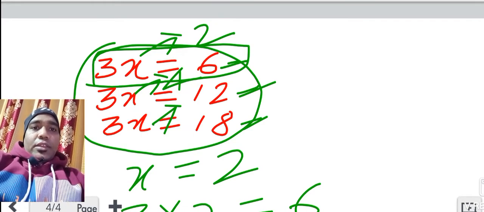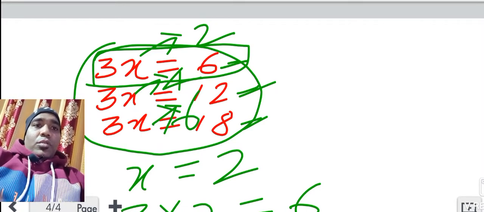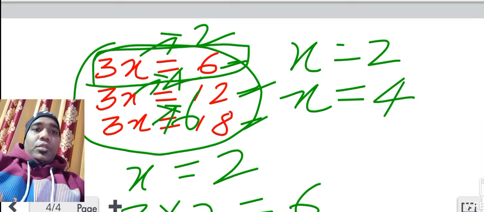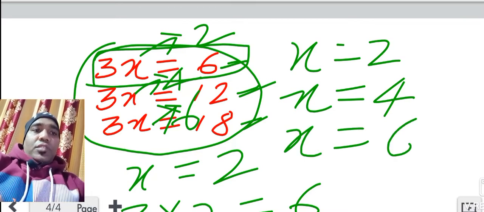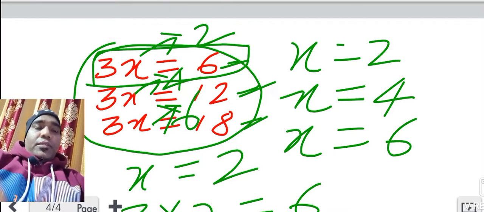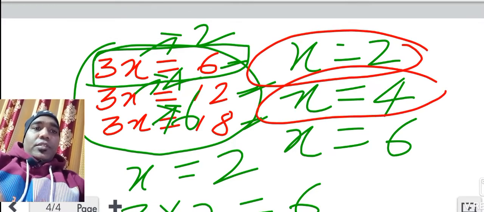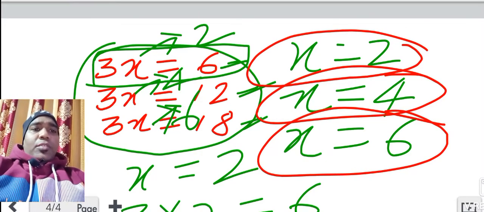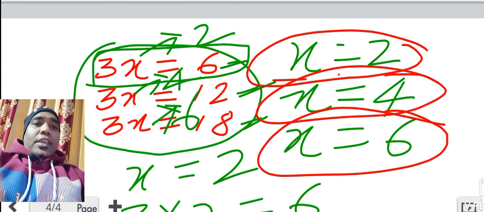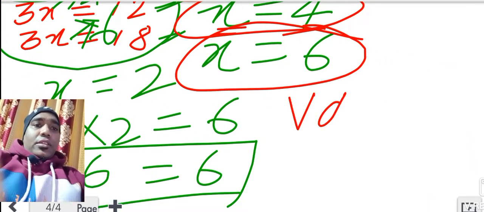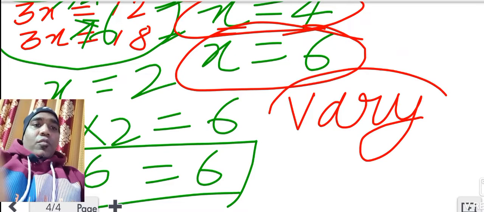Here we get 3 into 6. So here we are getting x equal to 2, here we are getting x equal to 4, and here x equal to 6. So can you see the value of x is different? Sometimes it is coming 2, sometimes 4, sometimes 6. That means the value of x can be changed, or varies.